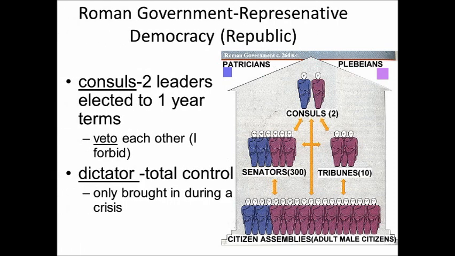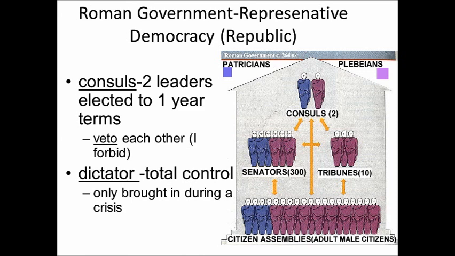Okay, so what was the government like in this representative democracy that we call a republic? Now we should know because we are a republic as well. Okay, so first they elected a person at the top. These were the consuls, these guys up here. And a consul was elected to a one-year term, and they had veto power.